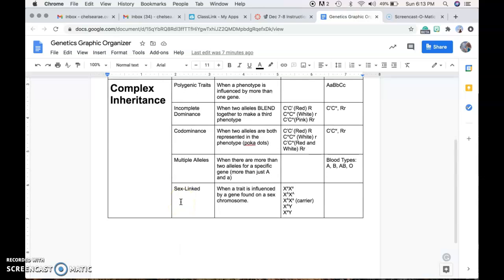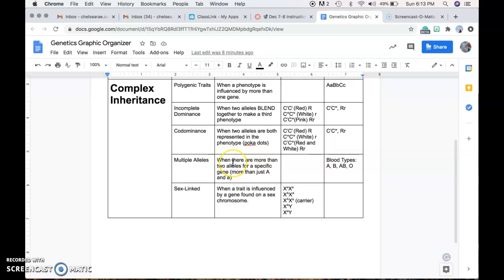a codominant gene. So the next one is codominance, and that's when both alleles are expressed equally in the phenotype. So think about polka dots. You don't see, in the example here, we've got red, white, and then red and white. It's not blended together like incomplete. We would see red with white spots or white with red spots. Think about Dalmatians or cows that are black and white. That's a codominant gene.